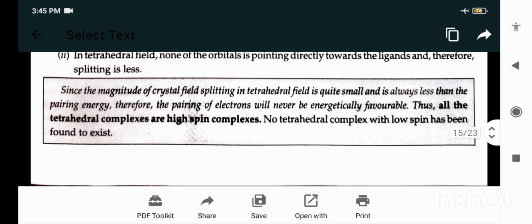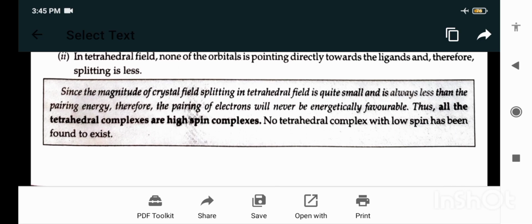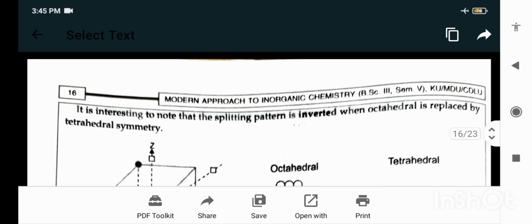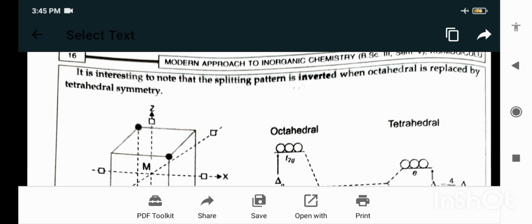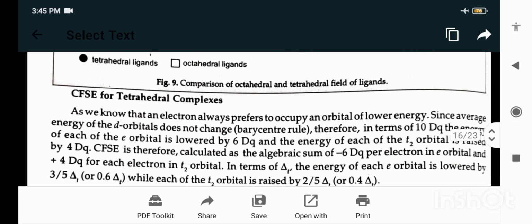Since the magnitude of the crystal field splitting in a tetrahedral field is quite small and is always less than the pairing energies, the pairing of electrons will never be energetically favorable. Thus, all the tetrahedral complexes are high spin complexes. No tetrahedral complex with low spin has been found to exist. It is interesting to note that the splitting pattern is inverted when octahedral is replaced by tetrahedral geometry. CFSE for the tetrahedral complexes.